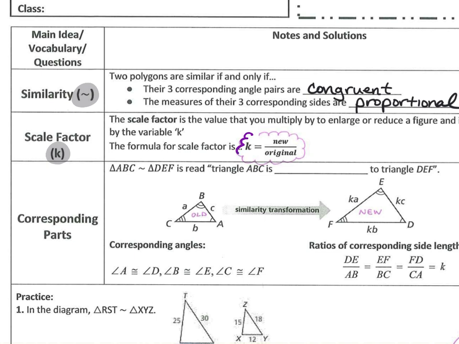If you want to add a little extra, I know I clouded it on your notes, but if you want to add some color to your cloud, this is the formula you're going to use to find the scale factor. It is just the ratio of the new length divided by the original or the old length. New divided by old.